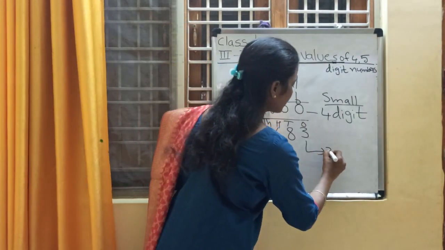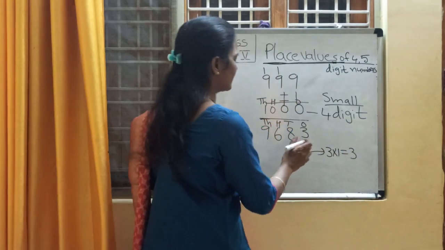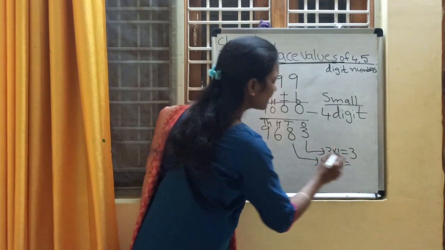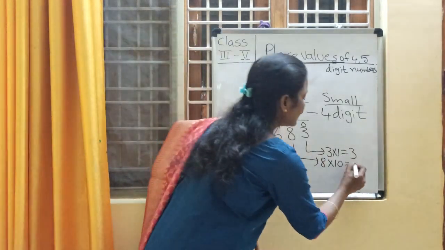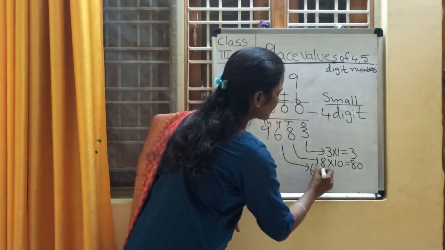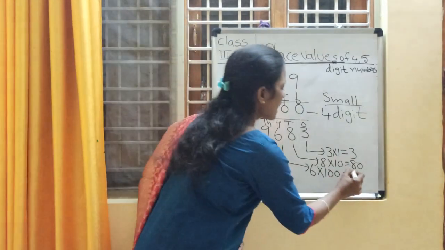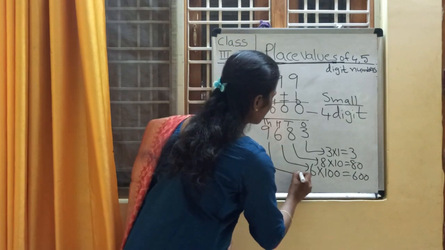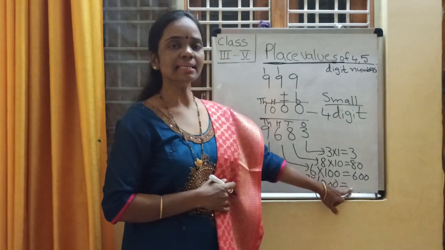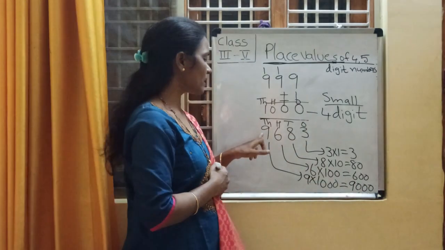As 3 is in 1's place, what is the place value of 3? 3 into 1, 3 is the place value of 3. As 8 is in 10's place, what is the place value of 8? 8 into 10, 80 is the place value of 8. And as 6 is in 100's place, what is the place value of 6? 6 into 100, 600. And 9 is in 1000's place, 9 into 1000. How much children? 9000 is the place value of 9.